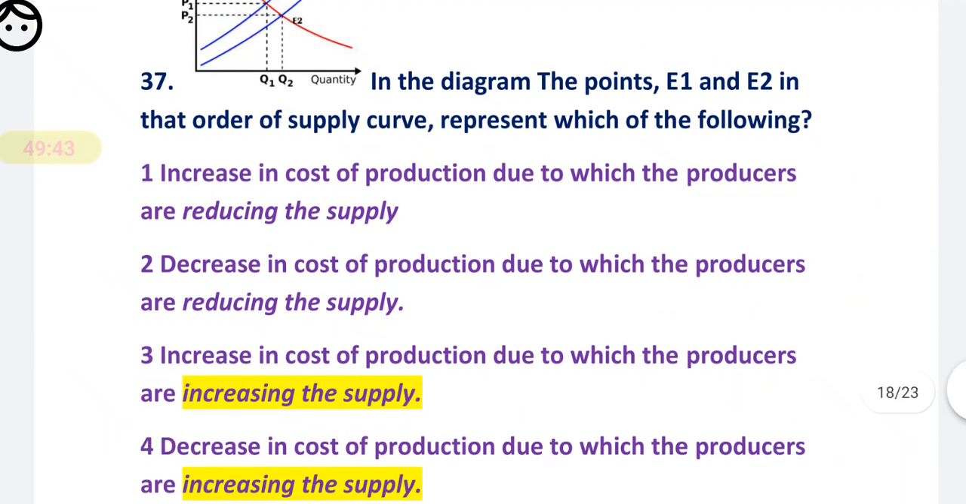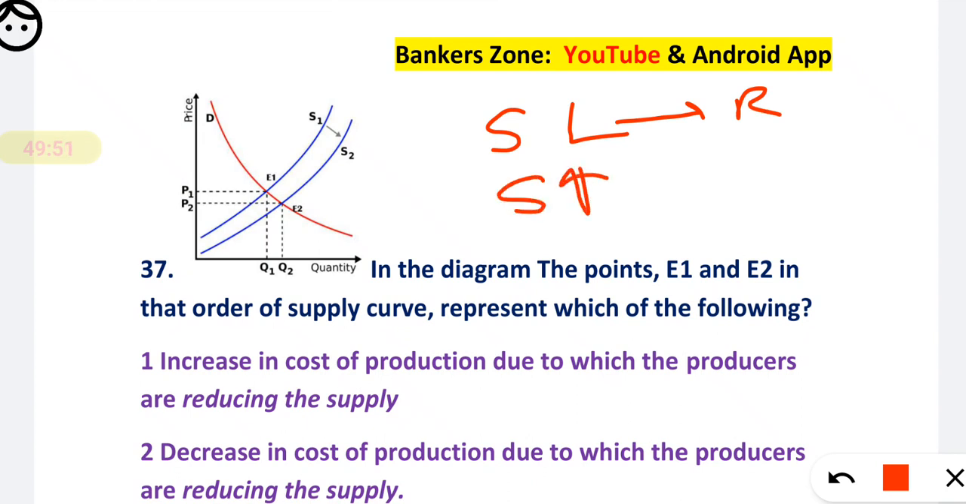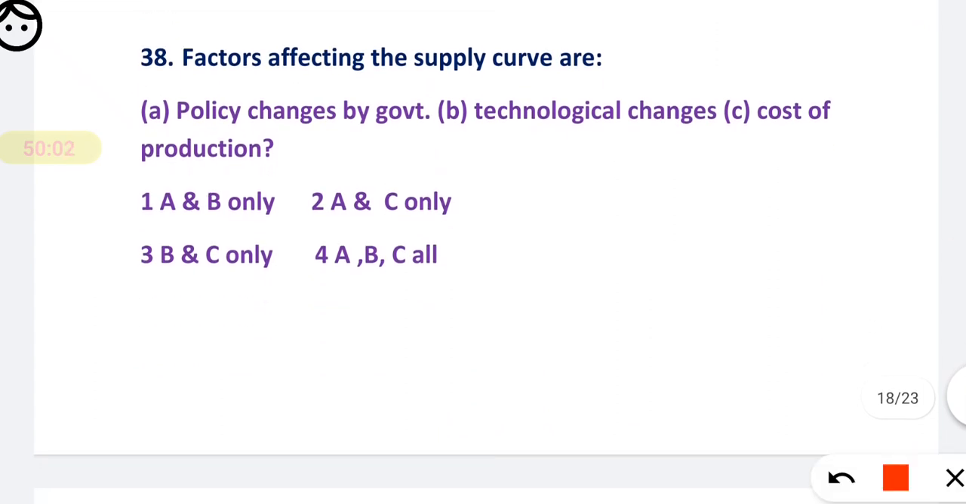In short, I will explain again. The supply curve moves from left to right, that means supply will increase. And why will supply increase? Supply will increase only if the cost of production decreases. Now I have explained in a brief manner. Question number 38 we are going to discuss.